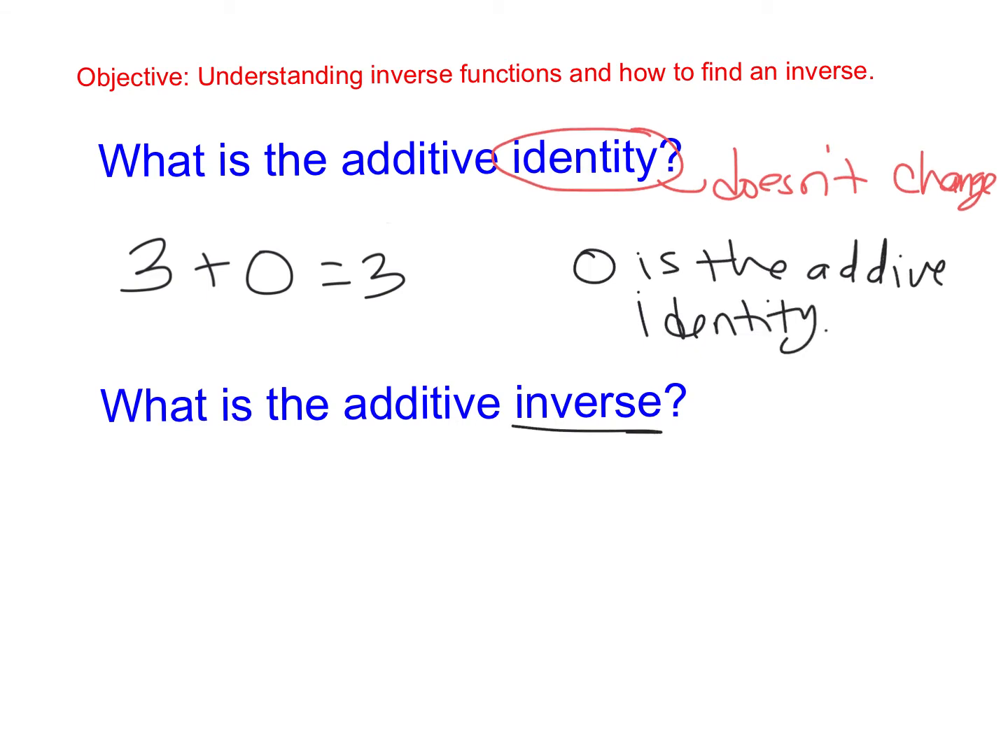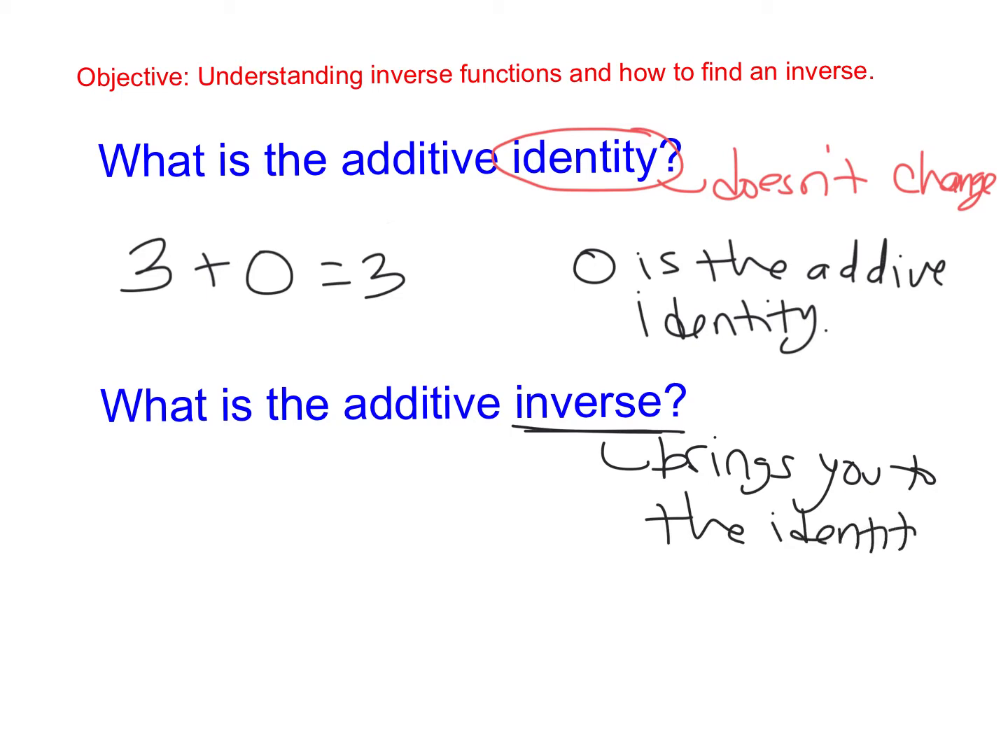An inverse is something that brings you back to your identity. So if I have 3, what will bring me to the identity 0? -3, the opposite sign. So again, identity doesn't change a number. Inverse brings you to that identity.